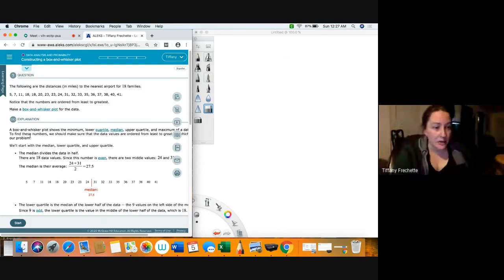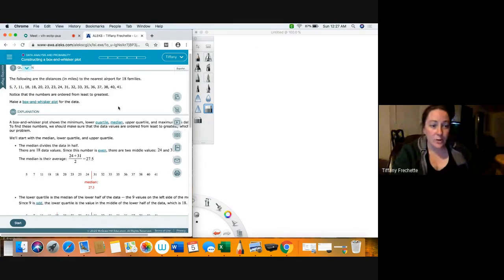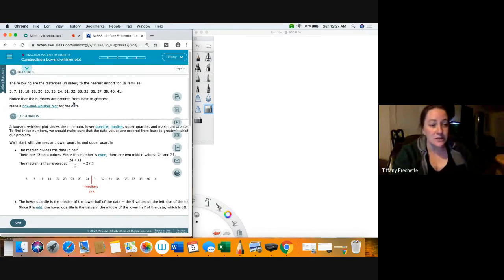So anyhow, the following are the distances in miles to the nearest airport for 18 families. So here's all 18 families' distances, and I don't necessarily want to read them right out. Notice that the numbers are ordered from least to greatest. So they do tend to do this for us, which is really nice. We don't have to put them in order. I know in the book that we used in previous years, we did end up having to write them in order. They were out of order. So that is kind of a nice idea.